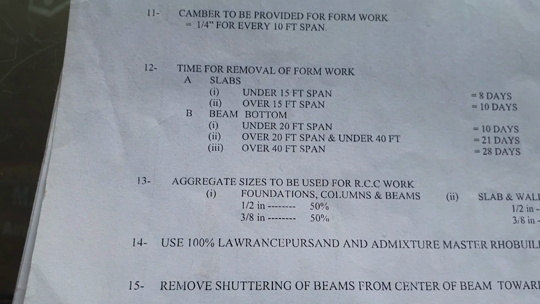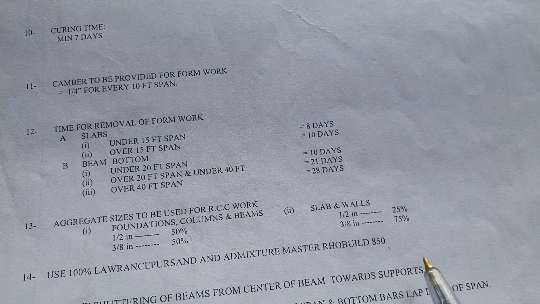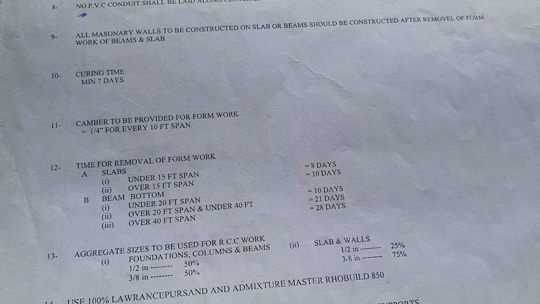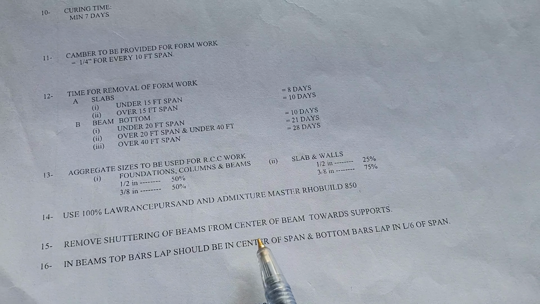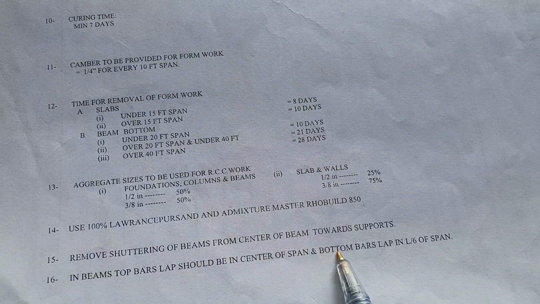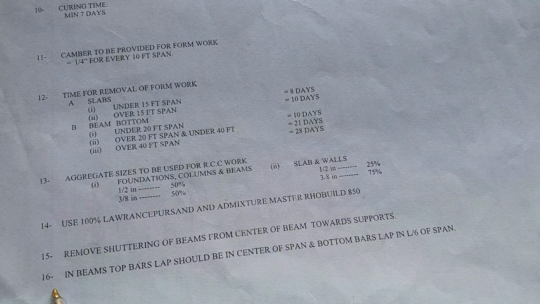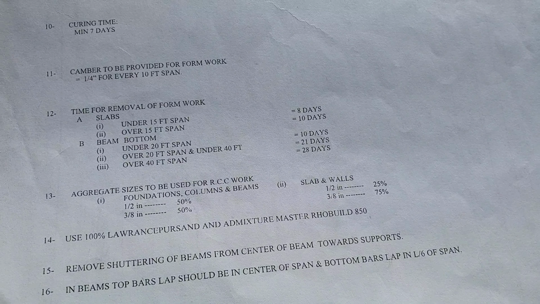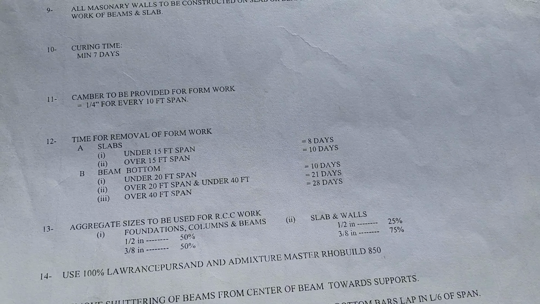Further, remove shuttering of beams from the center of beams towards the supports. In beams, the top bar splice should be in the center of the span, and the bottom bar splice at L by 6 of the span. I have uploaded many videos on the reinforcement details of the sections of beams. You can go and visit.